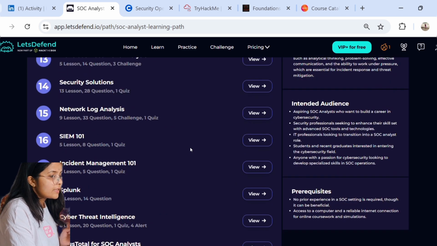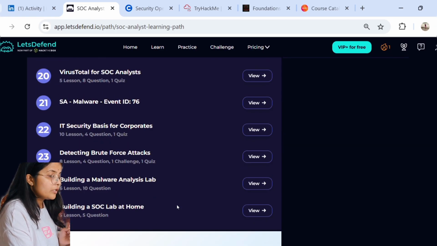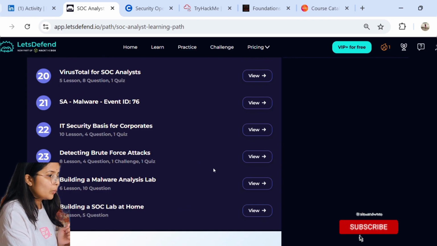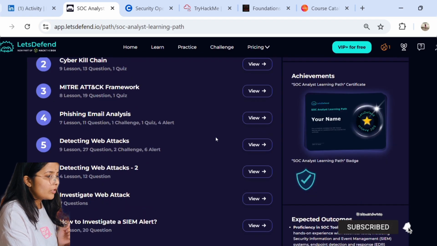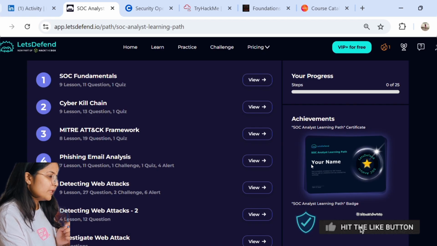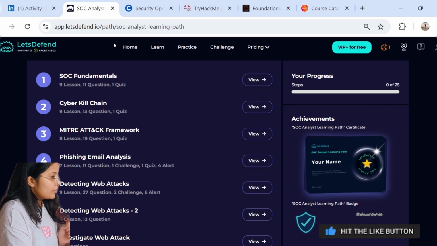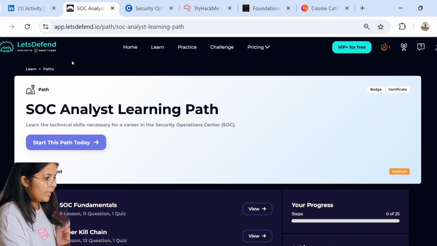network log analysis, incident management, basics of Splunk, cyber threat intelligence, and it also tells us about building a SOC lab at home. And at the end of this course, after you complete all of these modules, you will get a certificate which will look something like this, and here you will see your name. And yeah, so this was about the SOC analyst learning path by LetsDefend.